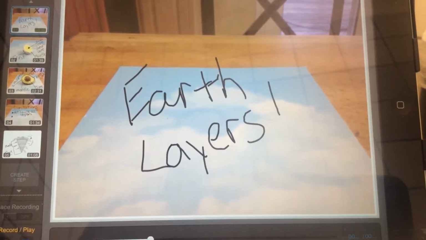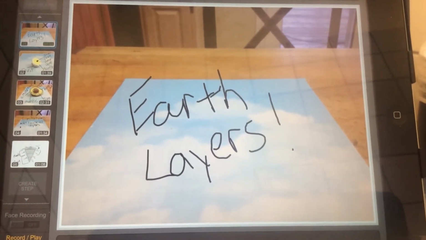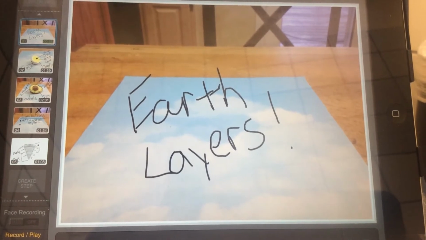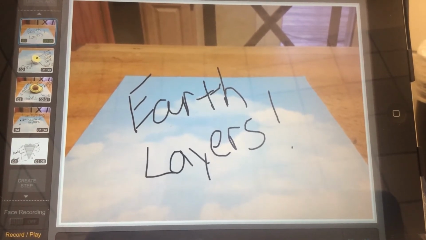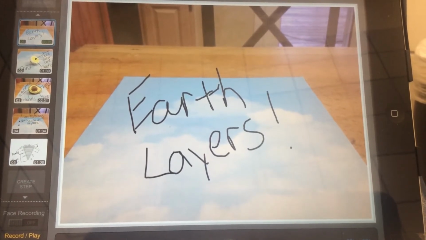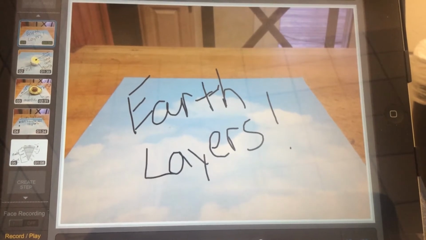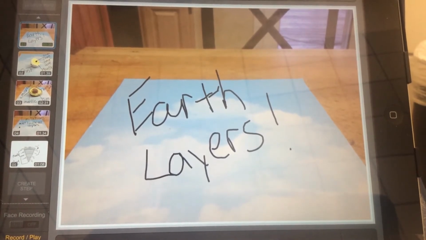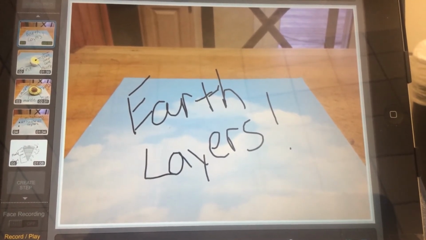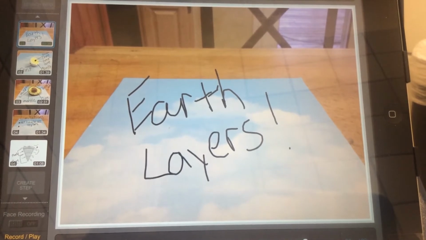We've been looking at them for a few days now, but today we're going to look at two different models. We already did the Oreo model, so you should have that in your journal. So we're going to move on to the next model and discuss how those layers are compared to the real Earth's layers. So the next slide, here we go.